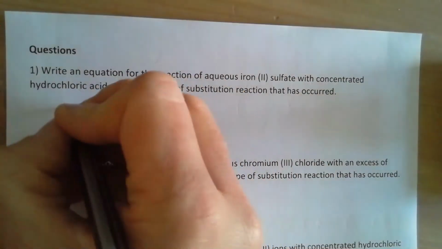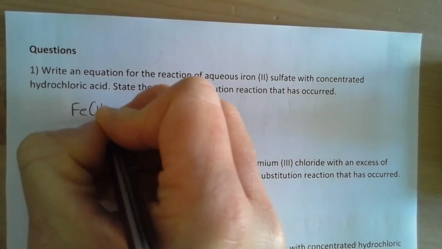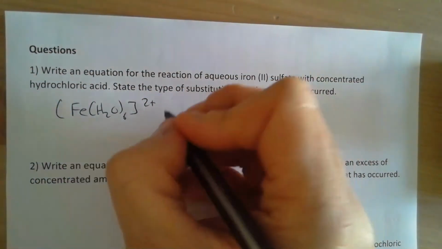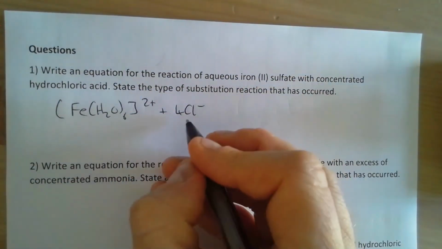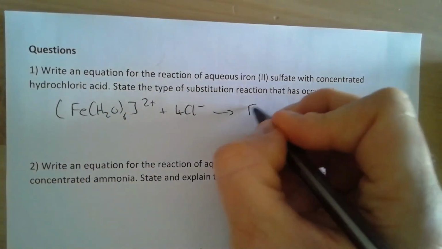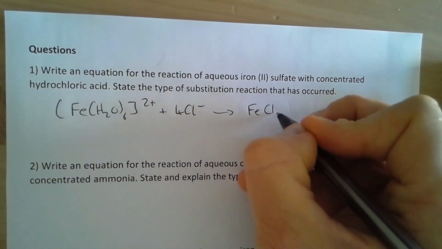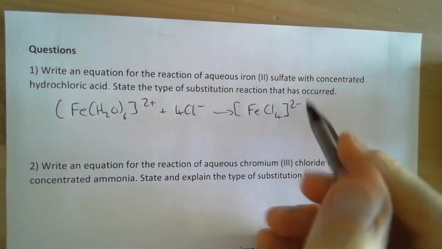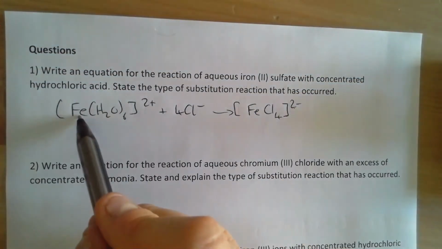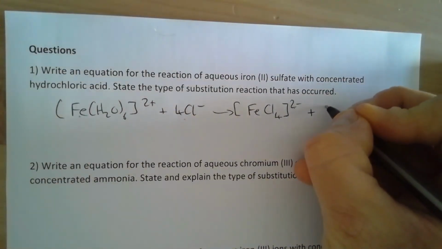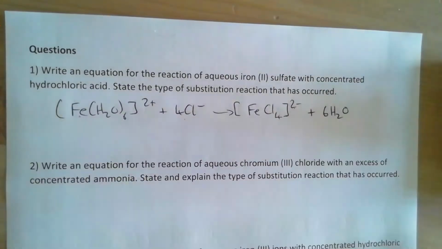Aqueous iron 2 sulfate, Fe(H2O)6 2+ with concentrated hydrochloric acid. Chloride ions are large ligands, so they're only going to be able to fit 4 around there. So FeCl4 2- charge, because we've got a 2+ on the ion and 4 chloride ligands, which adds up to 2+ and 4-, therefore it's 2- overall.